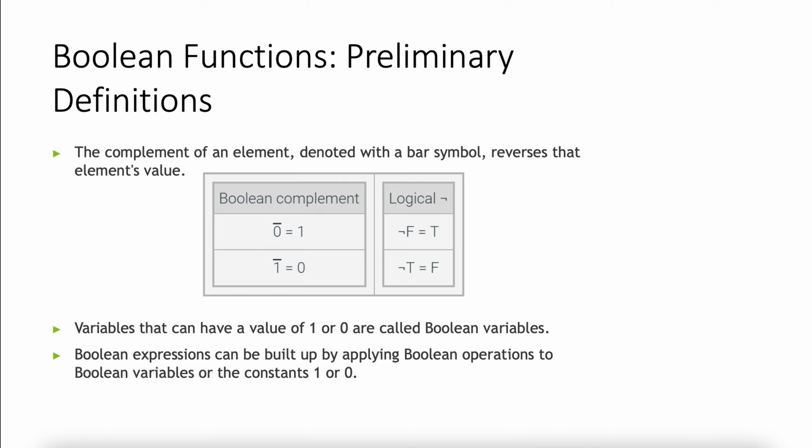Now if you look at different other components, you have a bar symbol, which basically reverses your element's value. That's equivalent to your negation. So variables that have 1 become 0 and 0 becomes 1, and you can have different types of expressions built by using your Boolean variables.